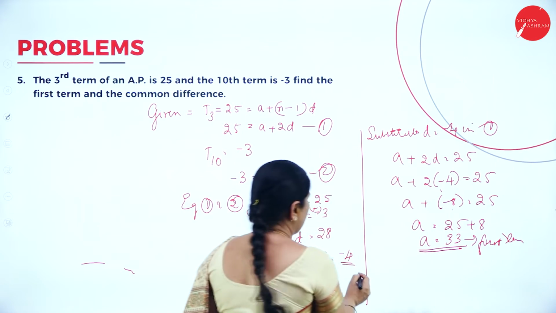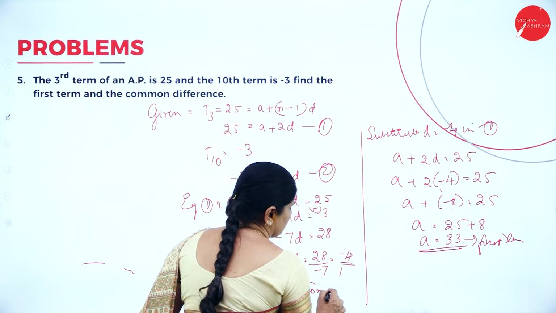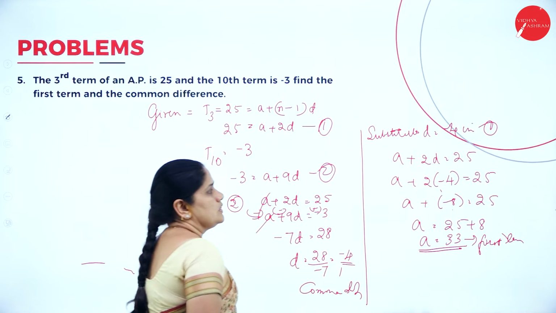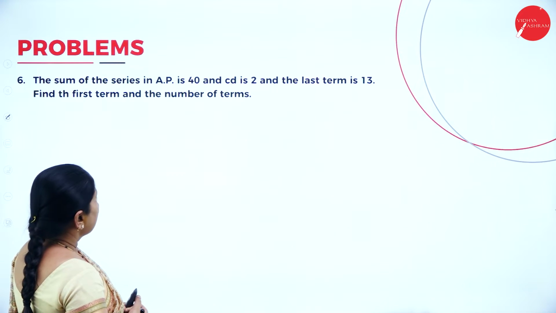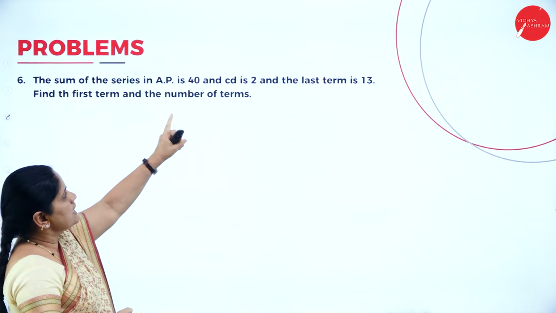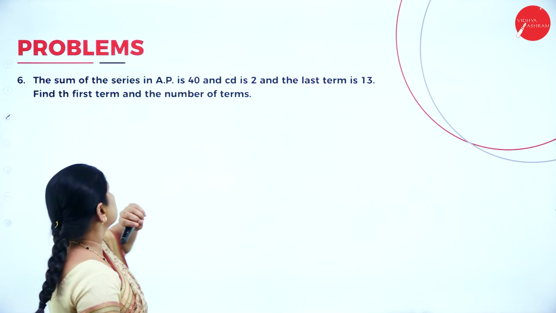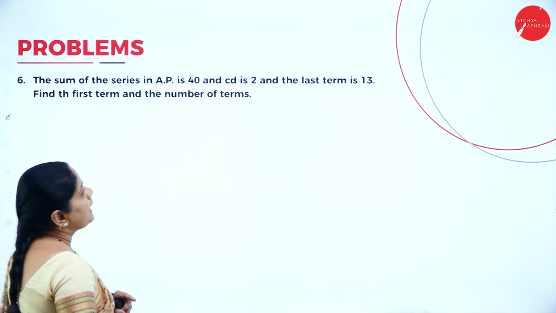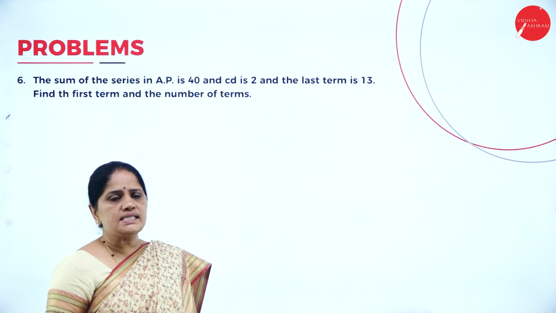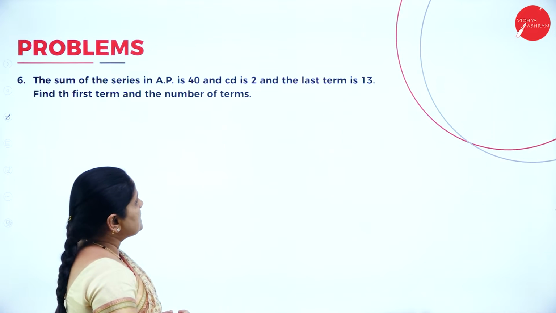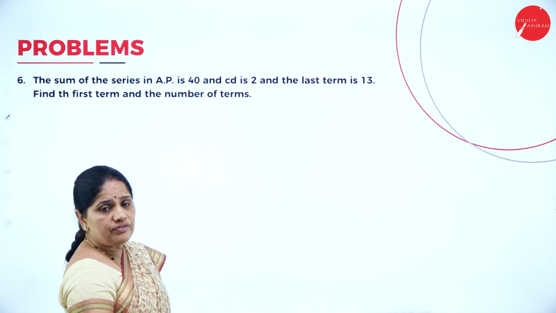And here we have minus 4. So this is the common difference. So we have this problem here. Now, the next problem: the sum of the series in the AP is 40 and the common difference is 2 and the last term is 13. Find the first term and the number of terms. Now we have the problem here. The sum of the series in AP is 40 and CD is 2 and the last term is 13. Find the first term and the number of the terms.